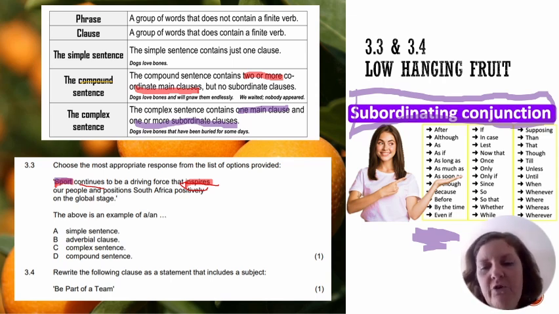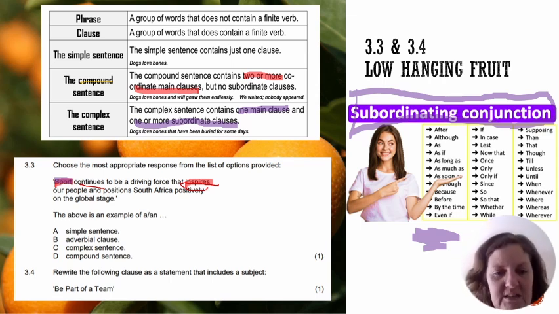And then 3.4 is so easy. If you learned subject, verb, and object way back in grade 4, rewrite the following clause as a statement that includes a subject. So, be part of a team: be is a verb, and part of a team is an object. You need to put in a subject and a helping verb so that you can make it a statement, an SVO, simple sentence statement.